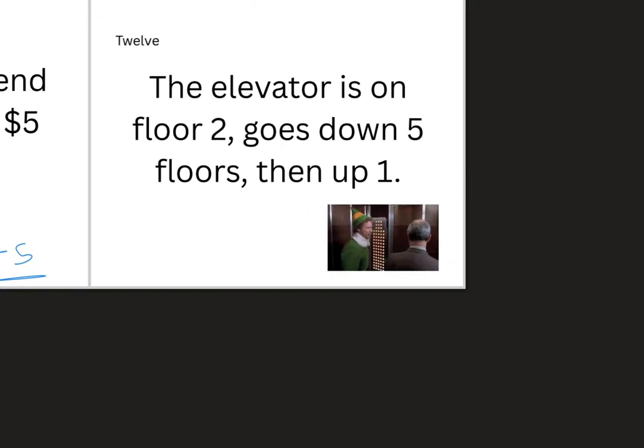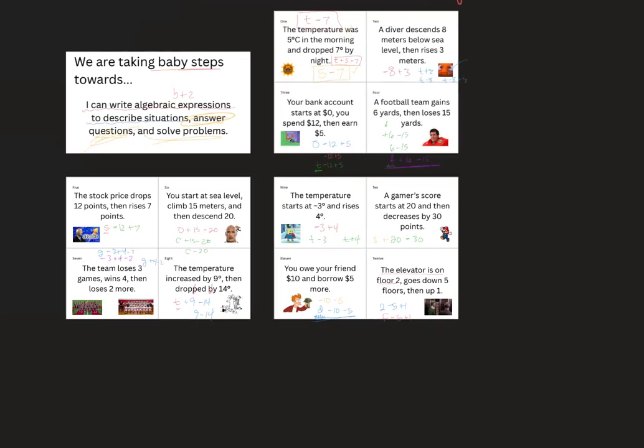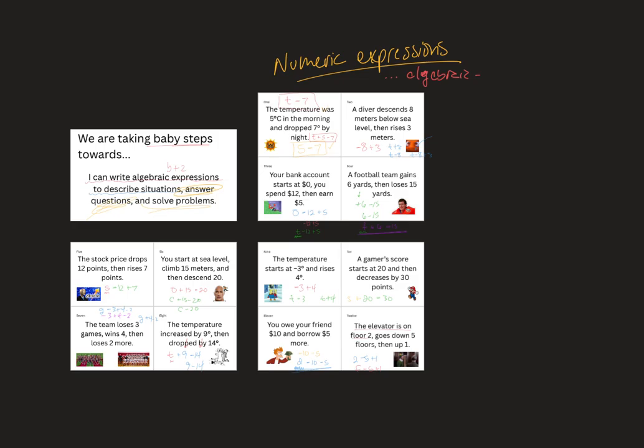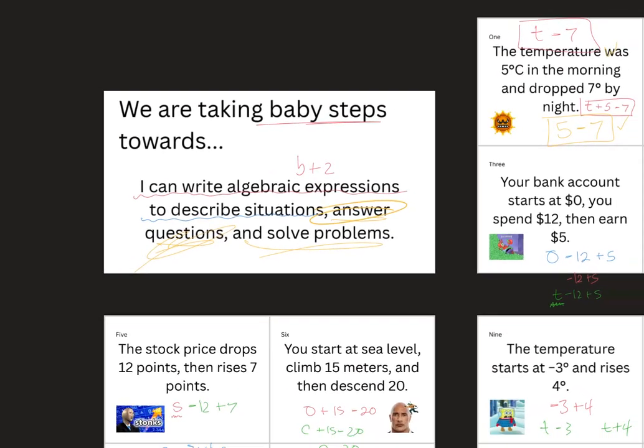The elevator is on floor 2. It goes down 5 floors, then up 1. So something funny about this is the elevator being on floor 2, we could just say minus 5 plus 1, but we could also say 2 minus 5 plus 1. We could say the floor minus 5 plus 1. Again, the algebraic part of this is kind of just up in the air. So this was our first kind of baby step with numeric expressions getting into algebraic expressions.